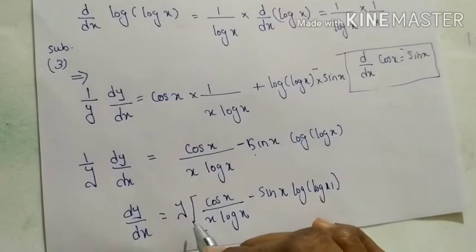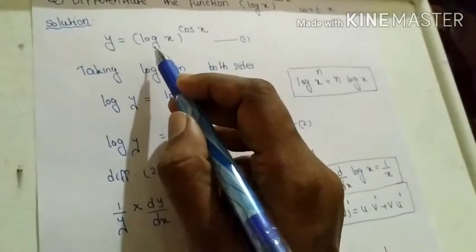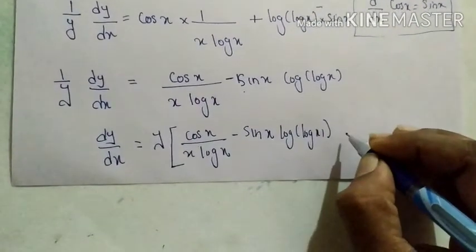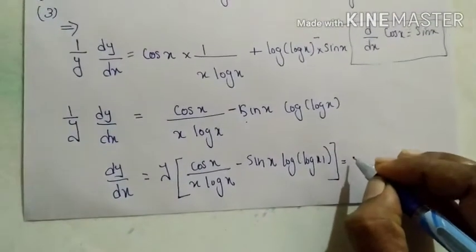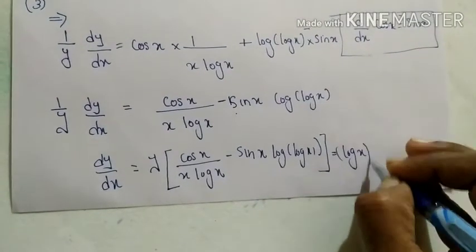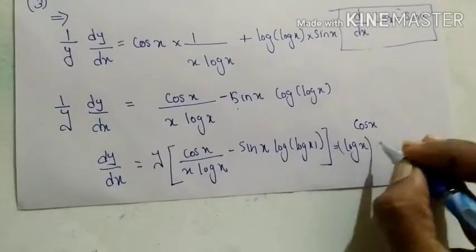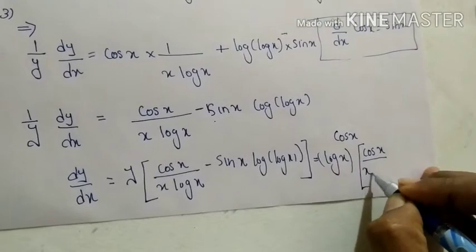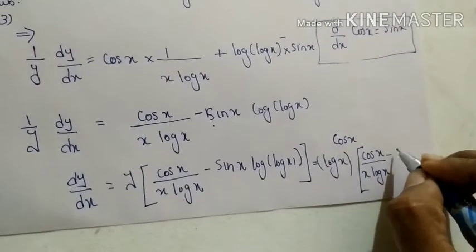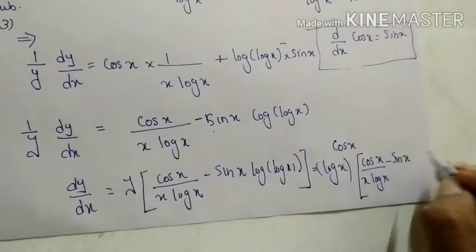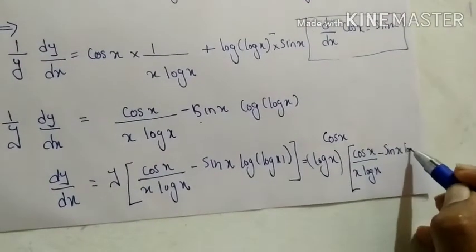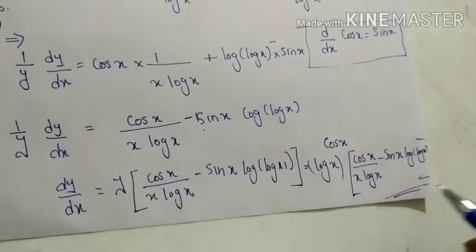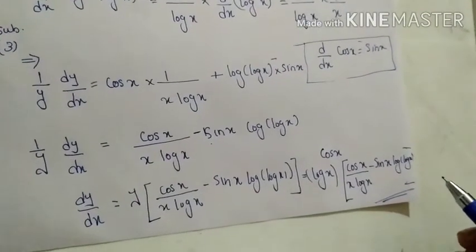Replacing the value of y, that is (log x) whole raised to cos x here, our final answer will be (log x) whole raised to cos x into (cos x divided by x log x minus sin x into log of log x). Okay, so this is our final answer. I hope you understood.